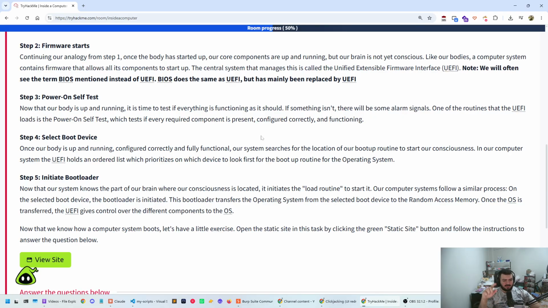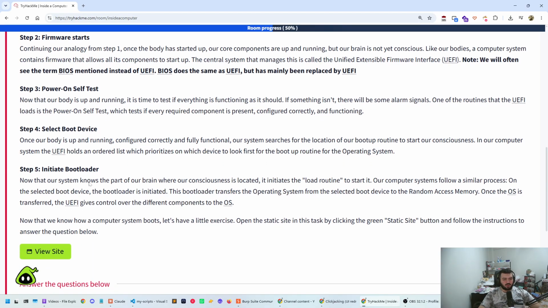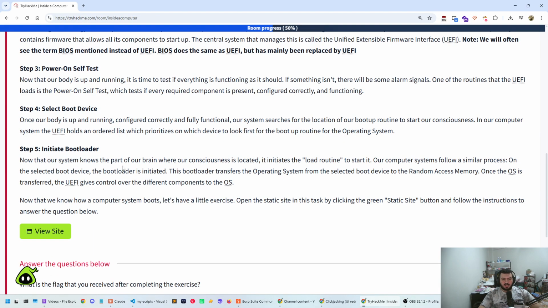Then you could choose one of them. So if you have Linux and Windows, you could choose which bootloader you want to select or boot from. And then the bootloader, now that our system knows the part of our brain where our consciousness is located, initiates the load routine to start it.